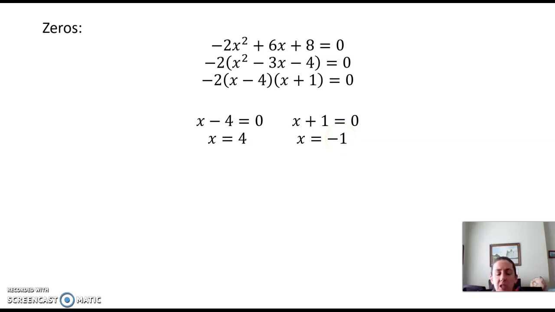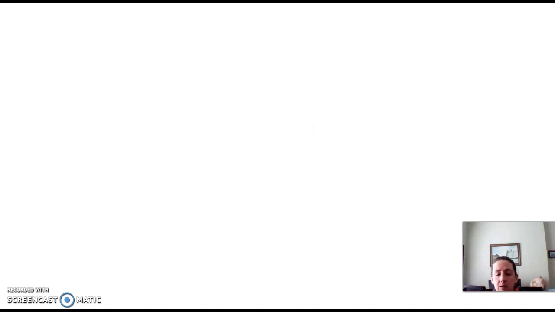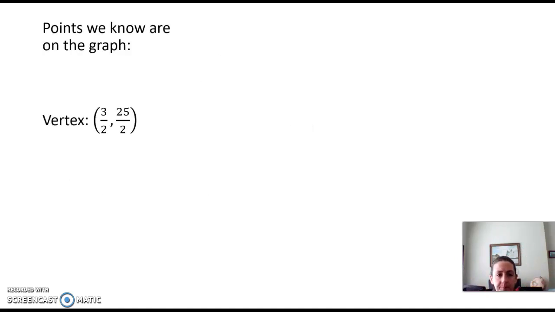So if the function is equal to 0, that means the y value is equal to 0. So that also tells us that the ordered pairs 4, 0 and -1, 0 are your x-intercepts. So now what we have are 3 ordered pairs that we know for a fact are on this frowny face parabola. We have the vertex 3/2, 25/2, and we have the 2 x-intercepts 4, 0 and -1, 0.